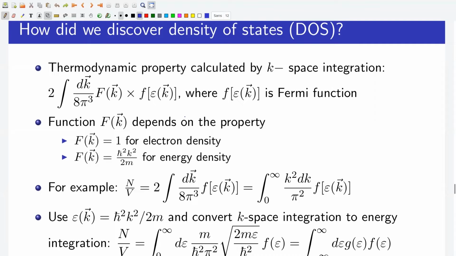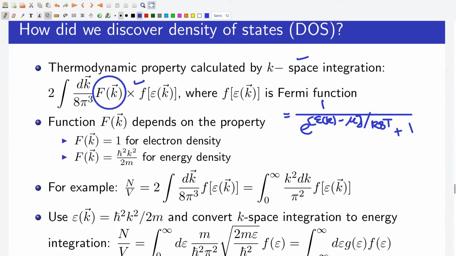So, how did we discover density of states? We know that a thermodynamic property can be calculated by k-space integration of this form, where f of E is the Fermi function given by 1 divided by exponential of (E of k minus mu) divided by kBT plus 1. The other function, capital F of k, depends on the property that we want to calculate.